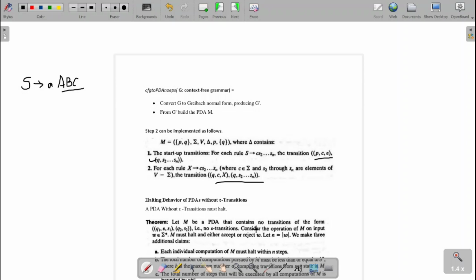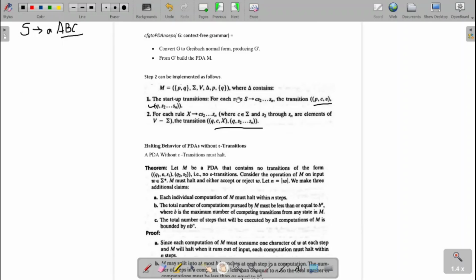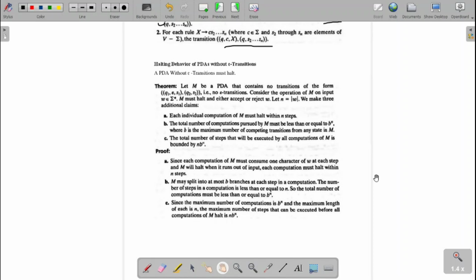Later, the theorem states that: let M be a PDA which contains no transitions of the format Q1, epsilon, S1, Q2, S2. Friends, we don't have this format. That is, input should not be empty. That is, no epsilon transitions. Consider the operation of M on input W belongs to sigma star.